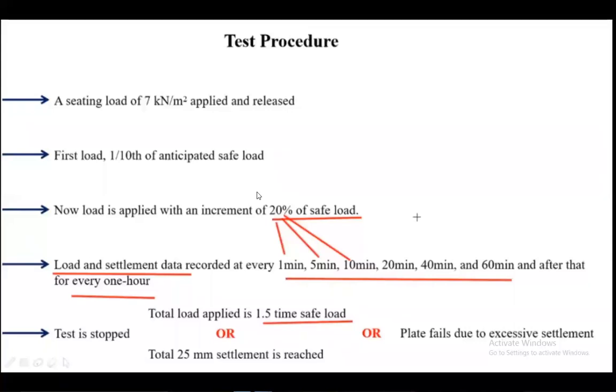The last criterion is basically used in the case of clay soil or mud or marshland, where there is a possibility of excessive settlement. Otherwise, you stop at 1.5 times the safe load or 25 mm settlement. This 25 mm settlement is probably the most accurate way of stopping your test. Okay, next you record load versus settlement data.